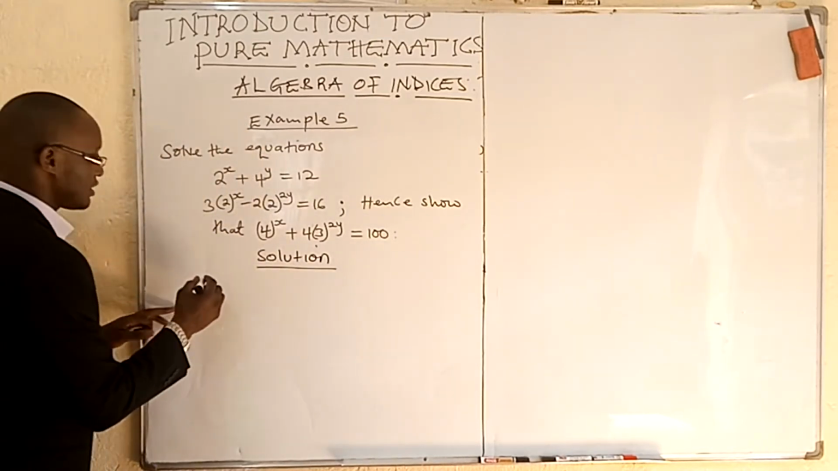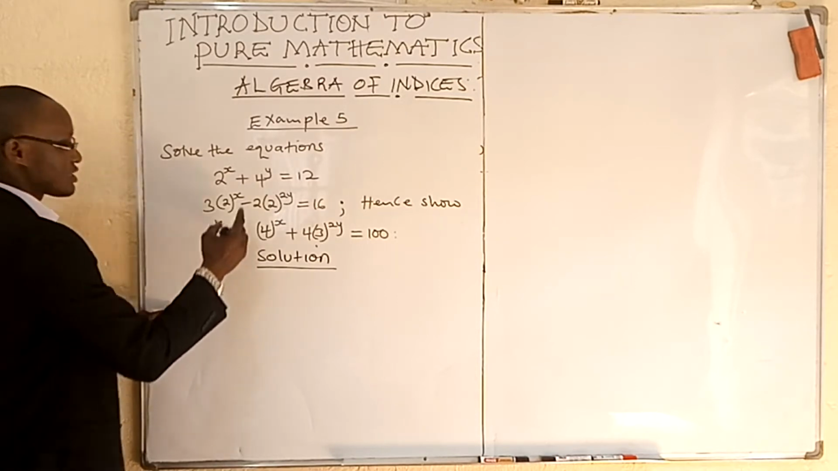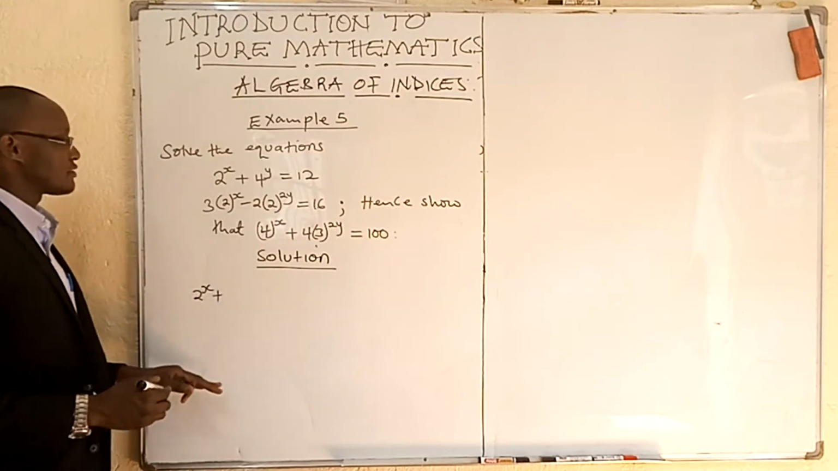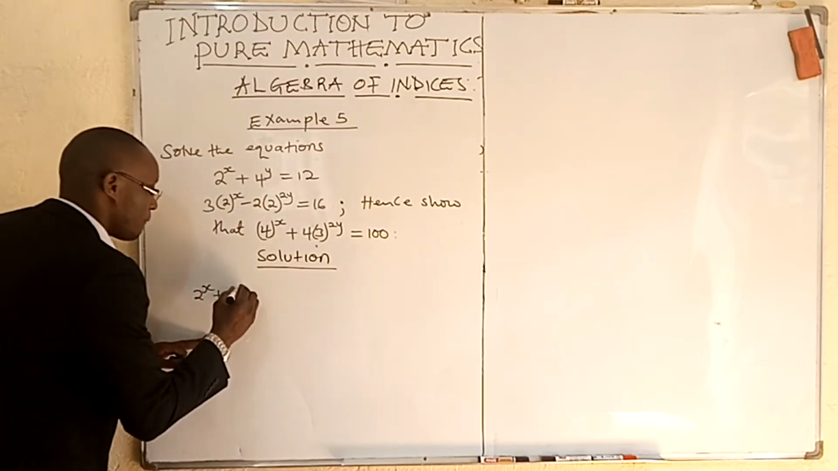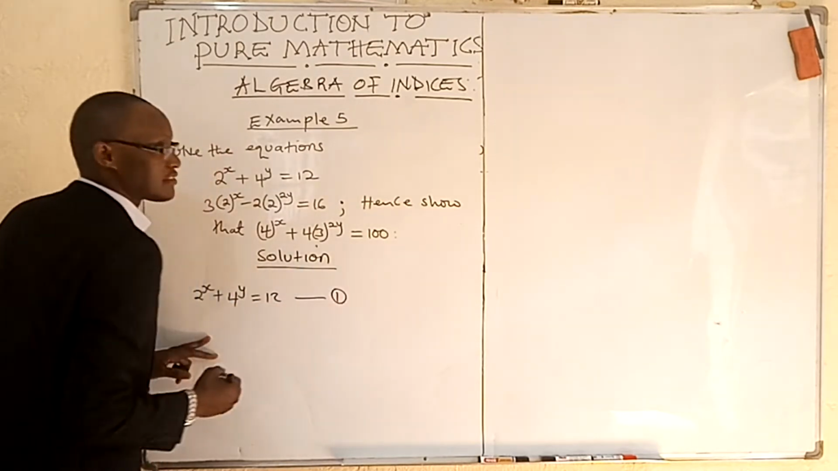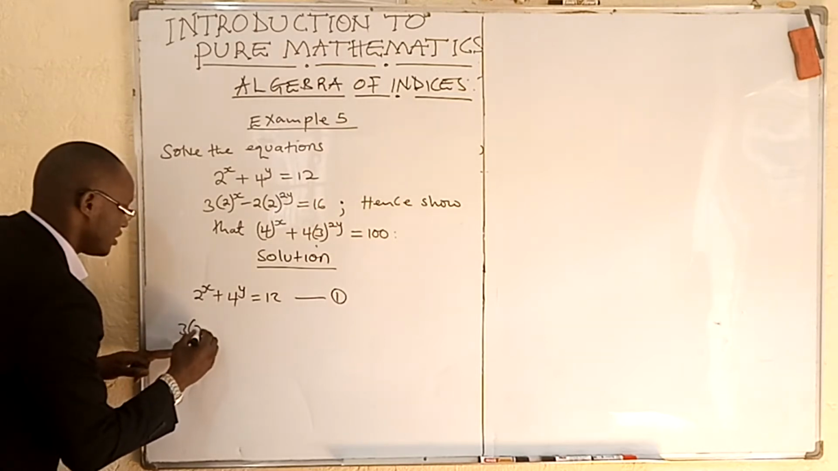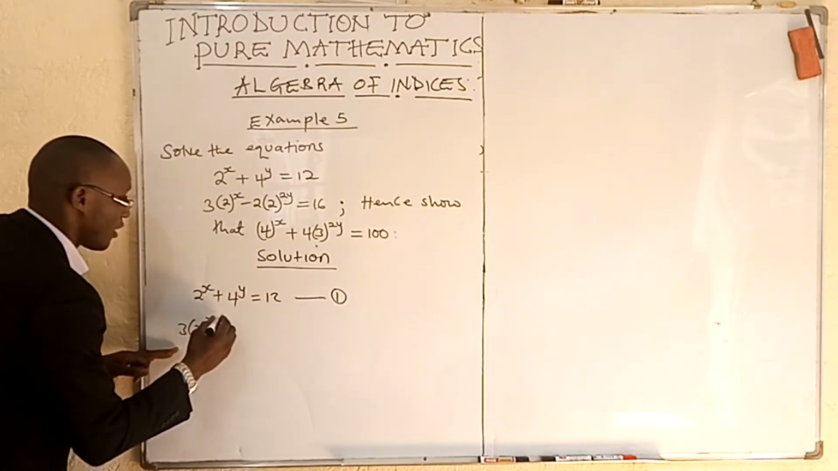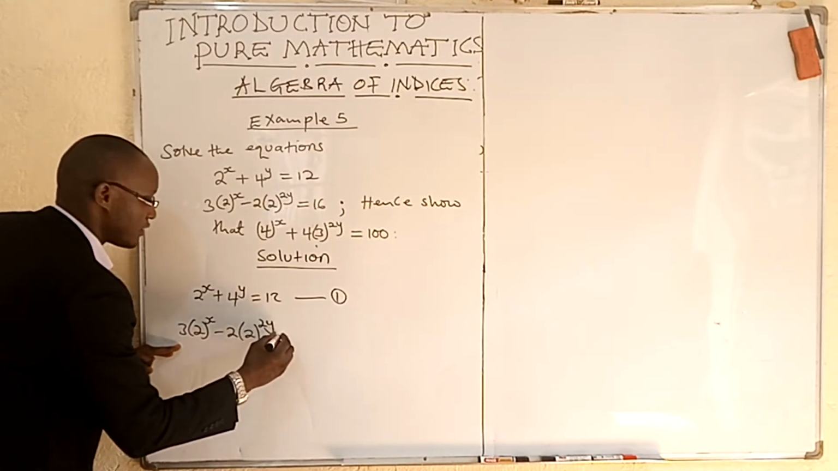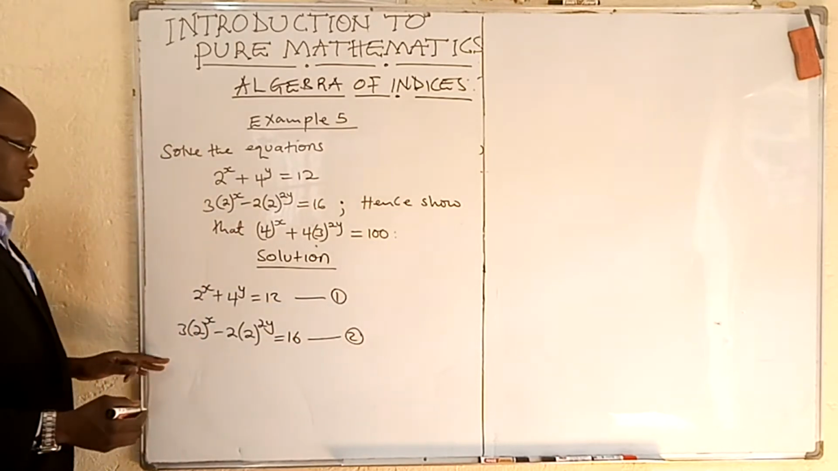So what am I seeing? I'm seeing we have 2^x. I'm extracting the mathematical numerical part into my workspace. So this is 2^x + 4^y = 12. I can baptize that as my equation 1. What about the next one? I have 3(2)^x - 2(2)^(2y) = 16. I'm baptizing that as my equation 2.